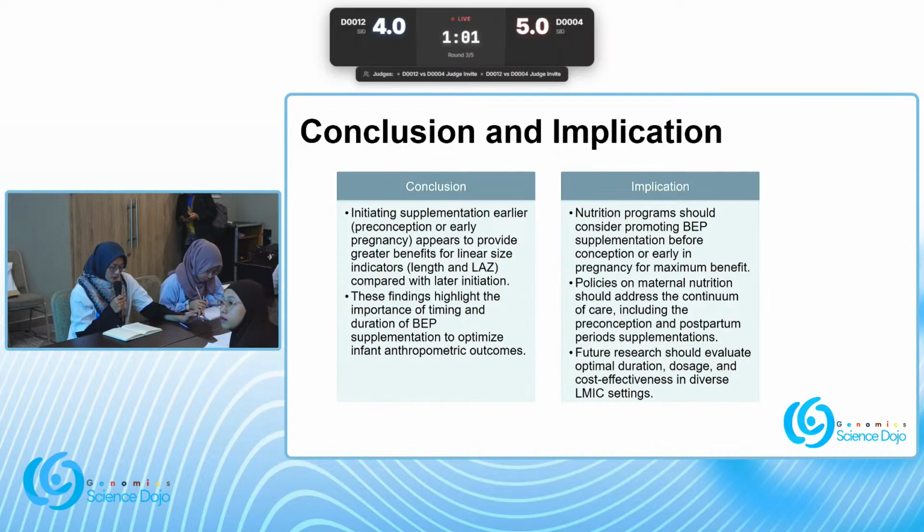So different anthropometric outcomes respond to different windows of nutrition intervention. Earlier supplementation appears more beneficial for length and length-for-age Z score, whereas later supplementation may have greater influence on birth weight. In conclusion, our review highlights that the question is not only whether BEP supplementation works, but also when it should be provided. Understanding the timing of supplementation may help improve future maternal nutrition programs and maximize the benefit for the infant. Thank you.